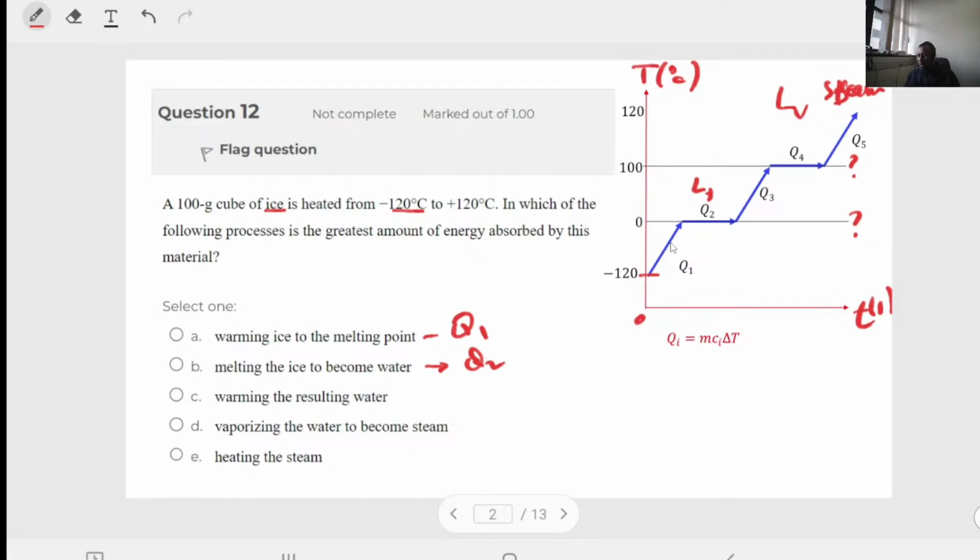And then warming the water. What's that? Warming the resulting water. That's Q3. And then vaporizing the water to become steam. This is Q4. And then heating the steam. This is Q5. Which one takes the highest heat?